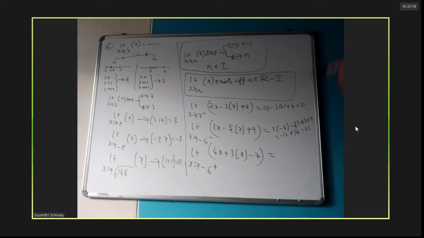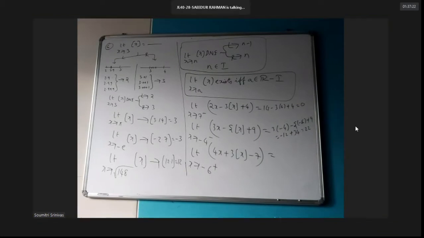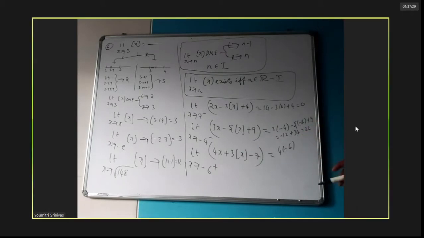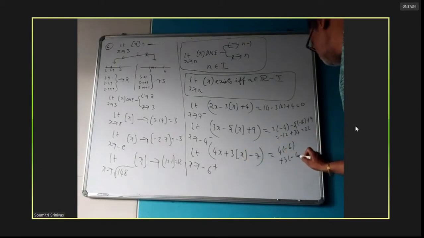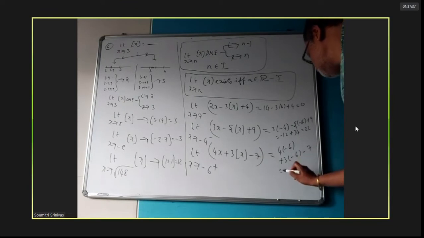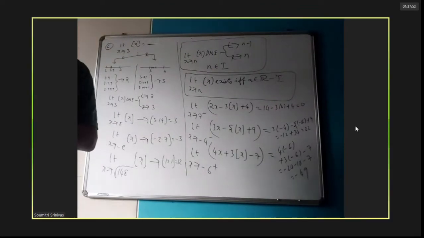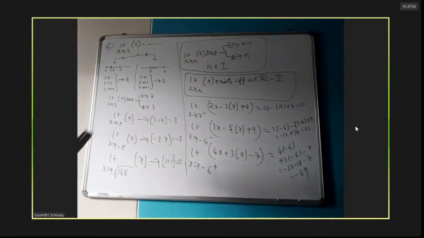Next one, minus 49. 4 into minus 6. अब इसका राइट हैंड लिमिट -6 ही होता. 3 into minus 6 minus 7, minus 24, minus 18 minus 7. Any doubts? Any questions? No doubt, sir. I'm proceeding. Can I clear this off? Yes, sir.